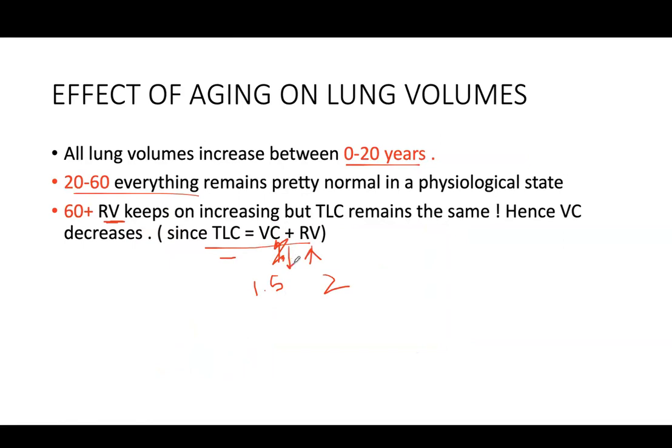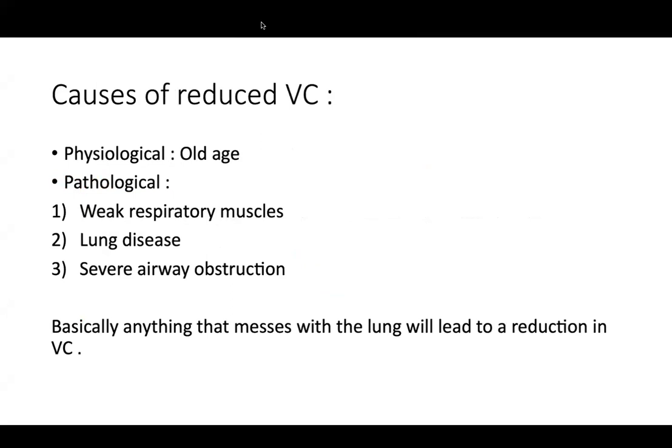The vital capacity is going to decrease, which basically means that when you're old, your biggest breath is going to be smaller. Vital capacity is the biggest breath that you can take. It's expiratory reserve volume plus tidal volume plus inspiratory reserve volume. But this is going to decrease in old people because residual volume increases. Do you get that? Does everyone get that? Yes. Okay.